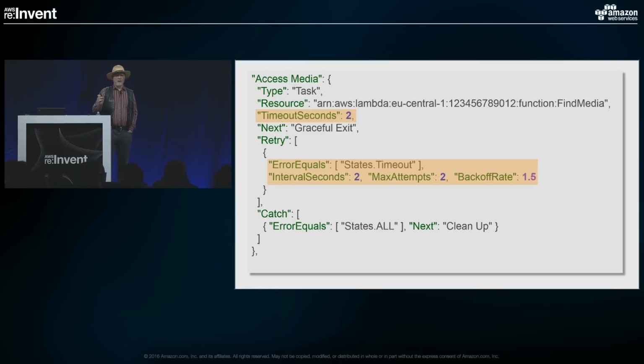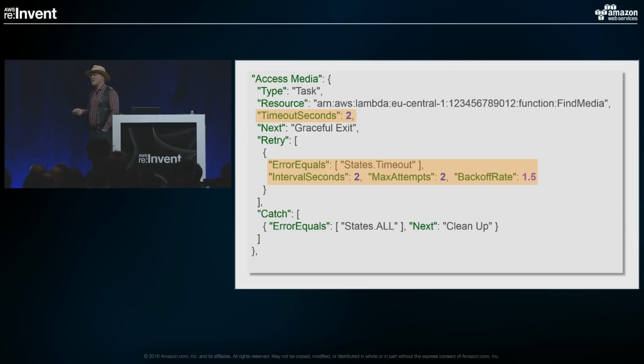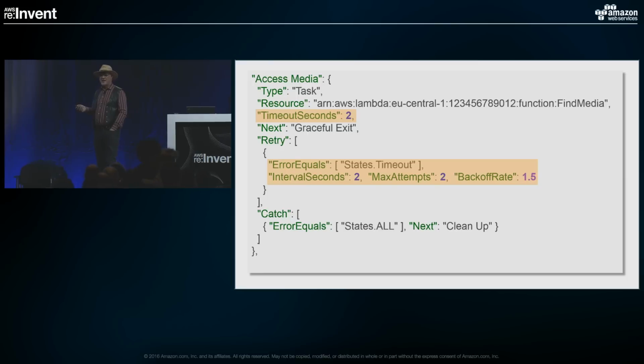each time. So, if it fails, it'll wait 2 seconds and retry. And if it times out again, it'll wait 3 seconds and retry. And if it times out again, it would wait 4.5 seconds. It won't, because we've only allowed 2 retries. So with 1 attempt and 2 retries, it will run a maximum of 3 times before it gives up.